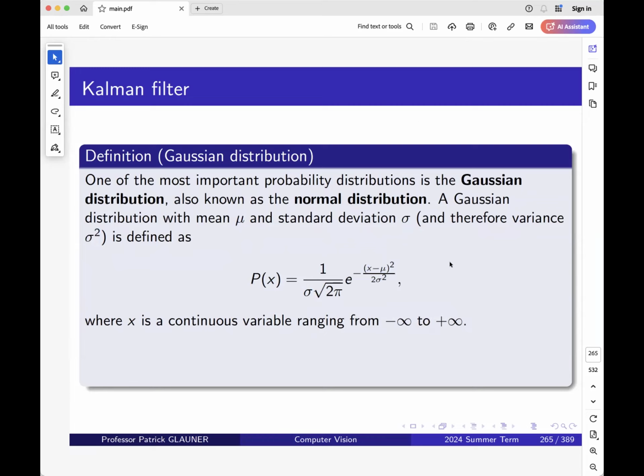The interesting part is this exponential, but we say that x, our input, is a continuous variable ranging from minus infinity to plus infinity. And if we integrate this density from minus infinity to plus infinity, we want the area to be 1, because that's what we expect for a probability distribution.